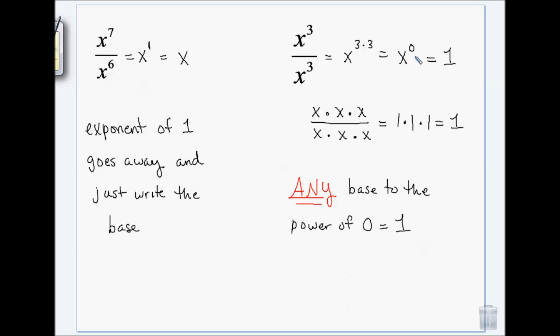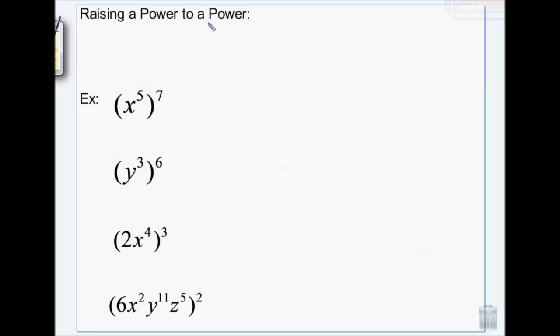Okay, so anytime you get an exponent that's 0, you just write 1. So exponent of 1 goes away, exponents of 0 give you a 1. Okay, when we multiply two exponents together, we add them. If we're going to raise a power to a power, we multiply the exponents. And here's why. I'm not going to use it with this one. We'll do a smaller example.